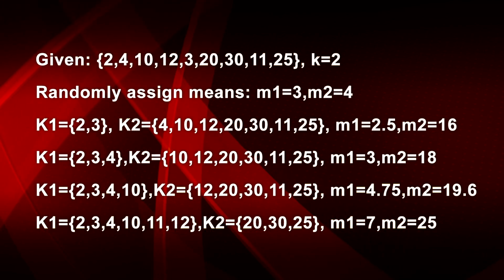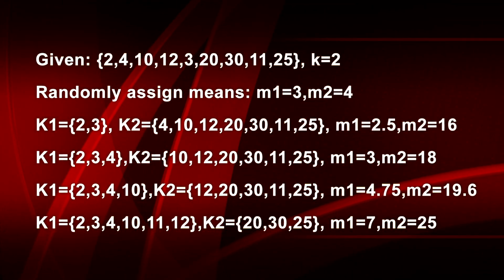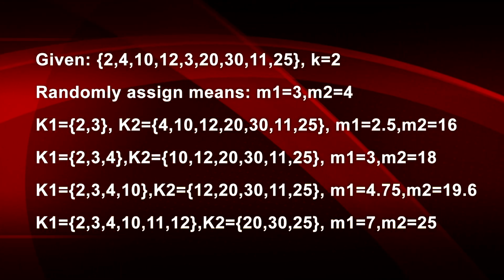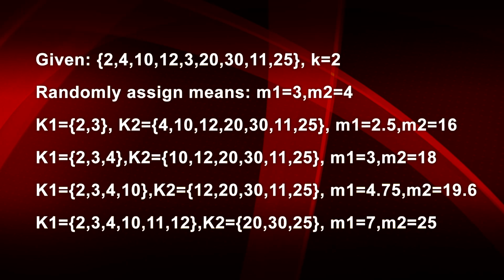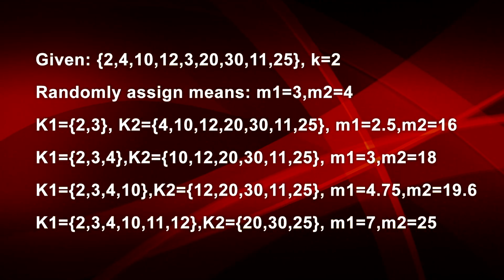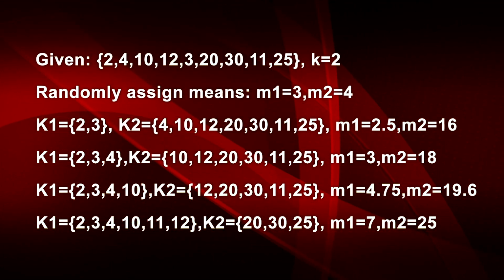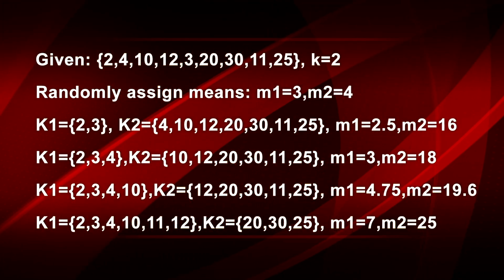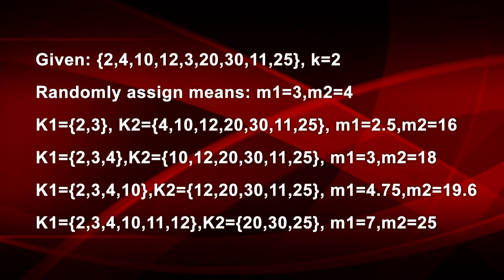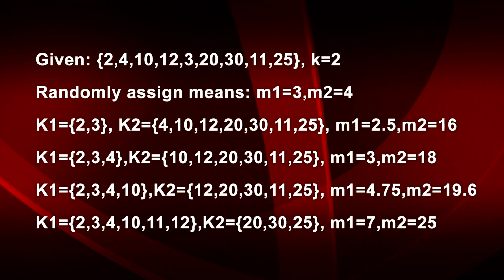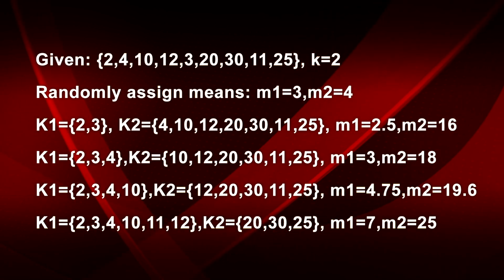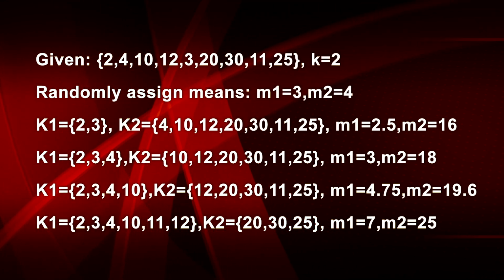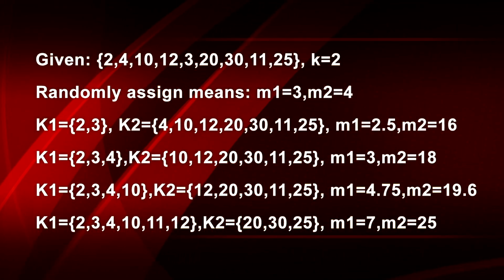Now you see I am going on doing this. How long should I go on doing this? I should go on doing this until the elements in the clusters do not change. With M1 4.75 and M2 19.6, I have a new set of clusters: 2, 3, 4, 10, 11, 12 in K1 and 20, 30, 25 in K2. Now K1 consists of all these points and the mean for that is 7, and K2 consists of points 20, 30, 25, the mean of which is 25.